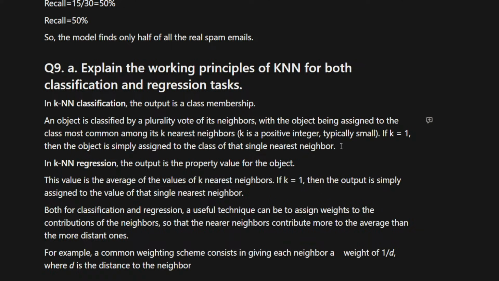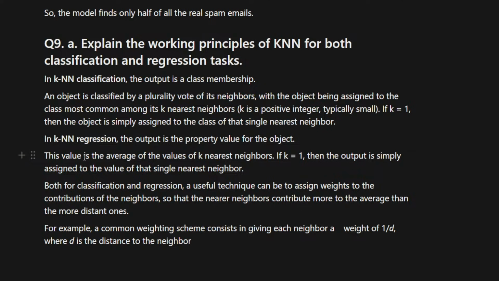So I hope you understood what KNN classification is and how it works. It first finds its k nearest neighbors, and then depending on the k nearest neighbors, it determines the class of the unknown data point. In KNN regression, the output is a property value of the object.